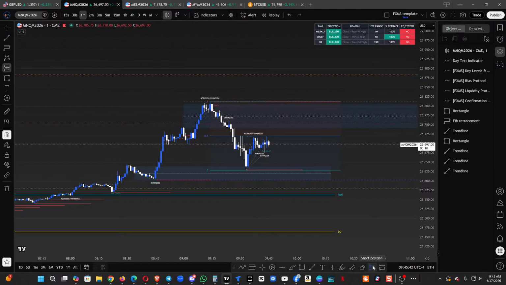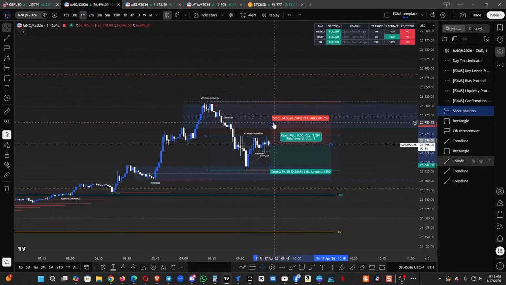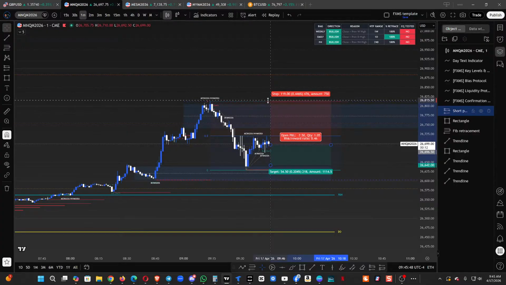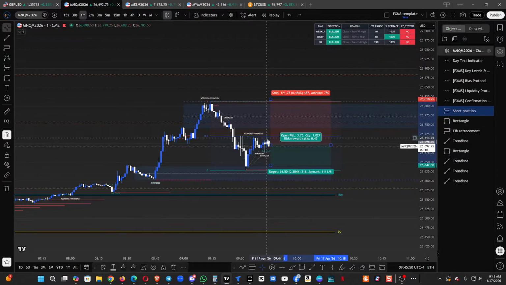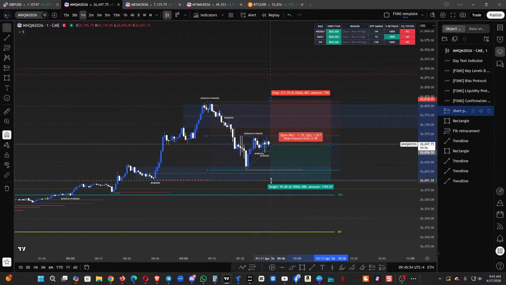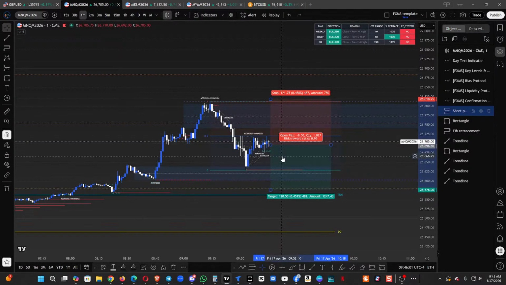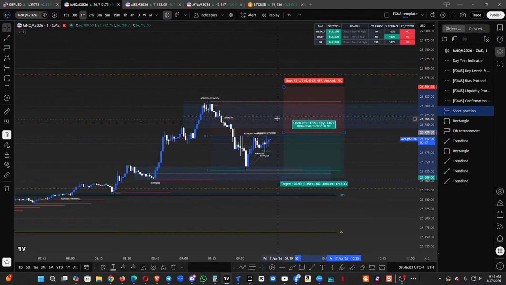So let's see, right now, stop would be pretty large, 120 points. Going to the bottom of the range would be about 100 points. And then traveling down to here would give us our 1-to-1. So I'd like to see price come up and sweep these highs, hit this level here.